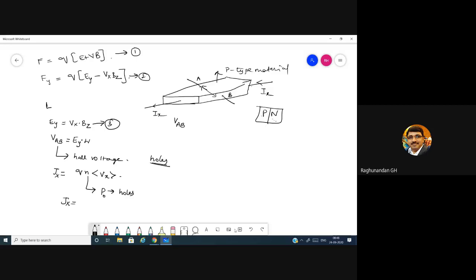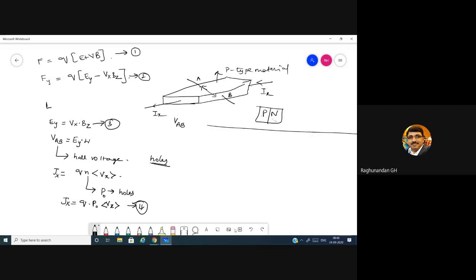Jx is equal to Q into P naught into Vx. So this is equation number 4.